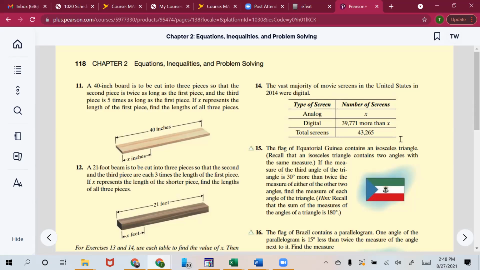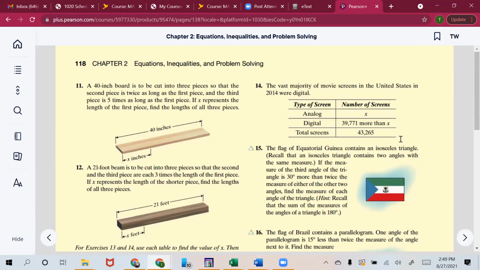So the vast majority of movie screens in the United States in 2014 were digital. They're telling me the analog was X. Digital is 39,771 more than X. This is confusing because it's worded as more than X, but we need to write an algebraic expression that explains this out. And then the total screens is going to be 43,265.